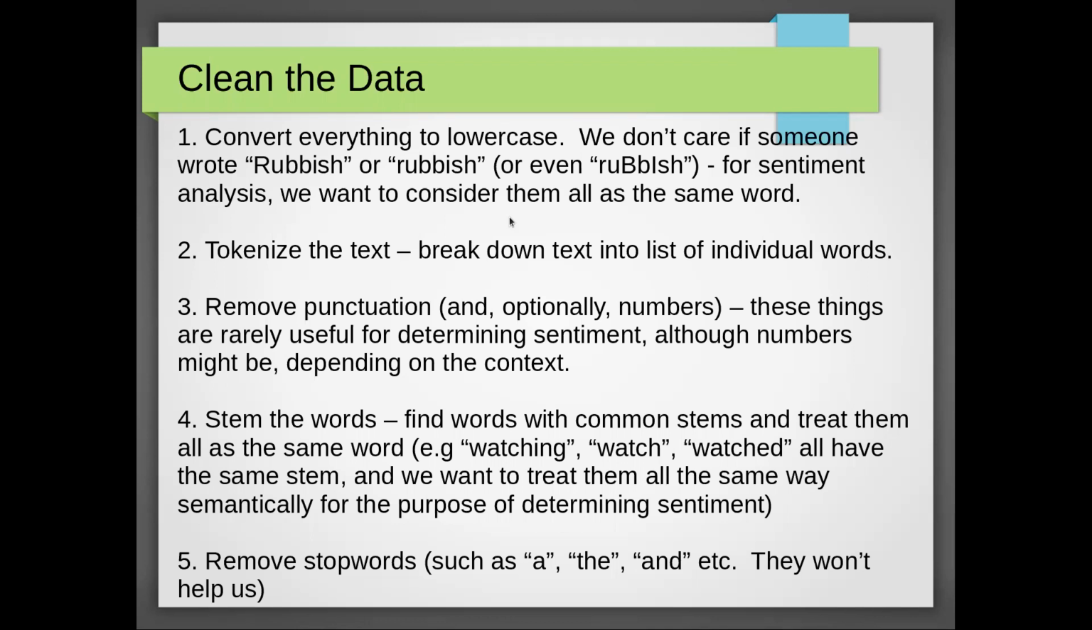Okay, so that's the first thing we want to do. Generally, we want to convert everything to lowercase because we want to basically consider everything as the same word. One of the other things we want to do is tokenize the text. So we saw that before lunch, which is a fancy way in natural language processing of saying we break down our text into a list of individual words.